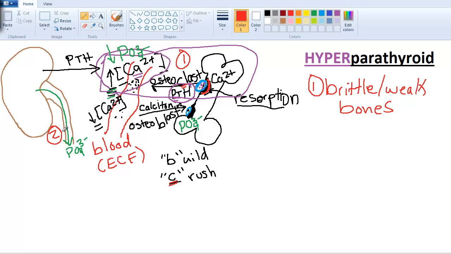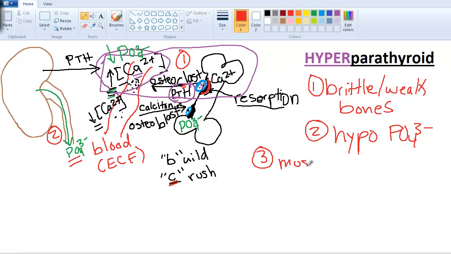What's the second thing that's going to be happening over here? Do you think this person is going to have hyper or hypophosphatemia? Well, they're excreting it a lot, so they are going to have hypophosphatemia. You can look up the spelling on that one. I don't feel like doing it here. What's another thing that we can't directly see here? Well, number 3, they're going to end up with muscle fatigue.